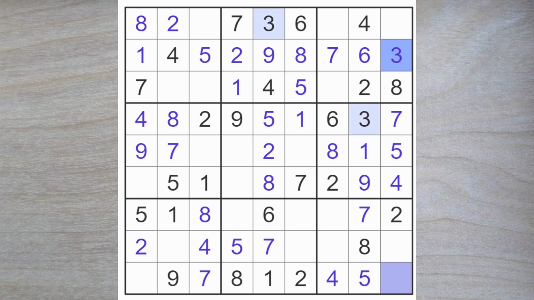This 3 now blocks here. Therefore, this must be a 3. And this a 6. Now we have 4 and 6 blocking here. 4 and 6 go here and here. And therefore, this must be a 3. We also have a 3 here and here.